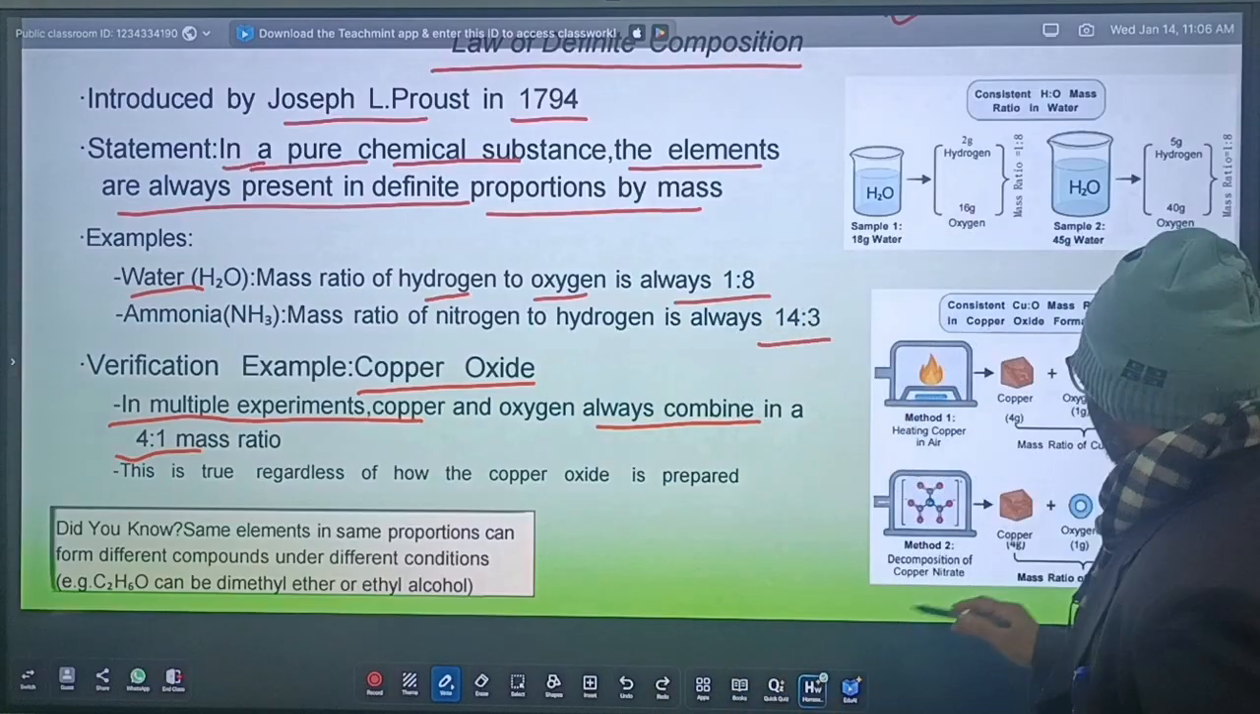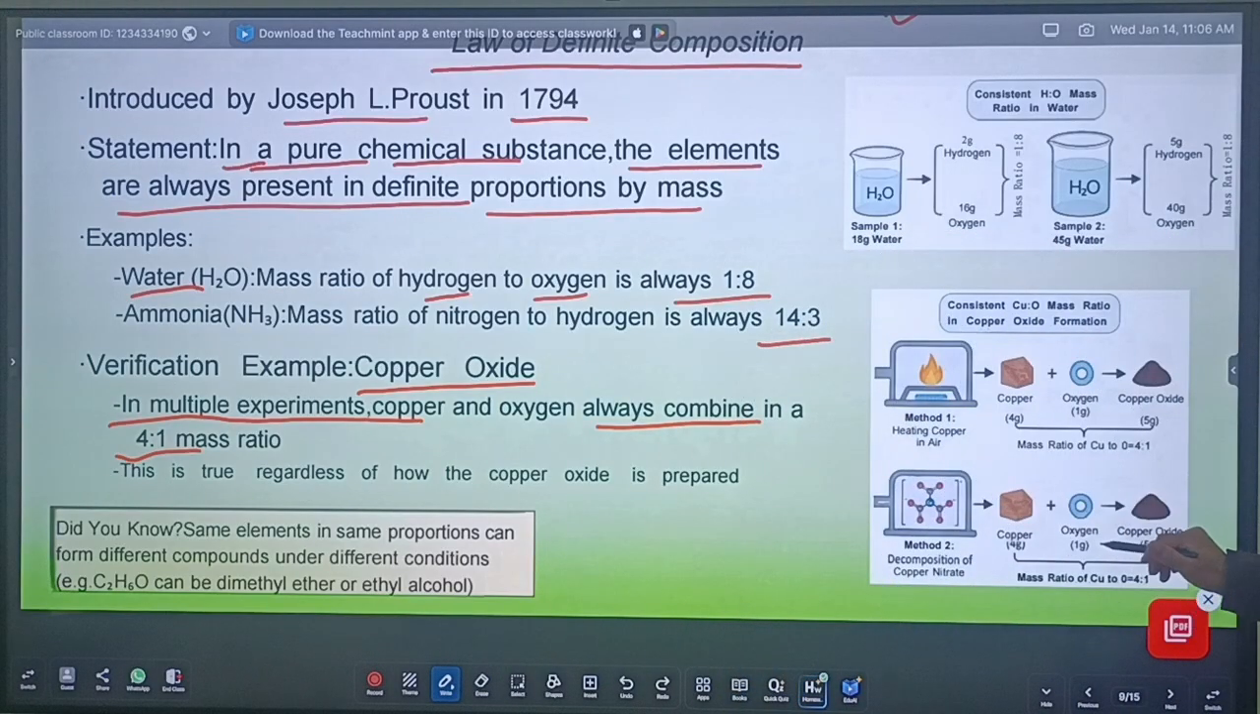So we will see this with the help of this figure. 4 gram combines with 1 gram and gives 5 gram. This is copper and oxygen. Copper and oxygen combine in 4 to 1, meaning 4 gram copper combines with 1 gram oxygen and gives 5 gram of copper oxide.